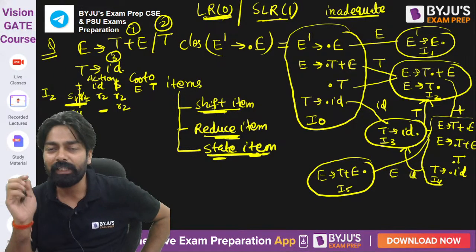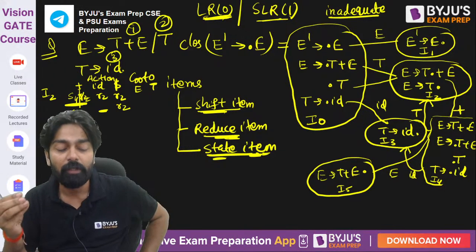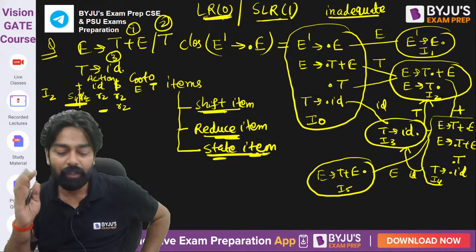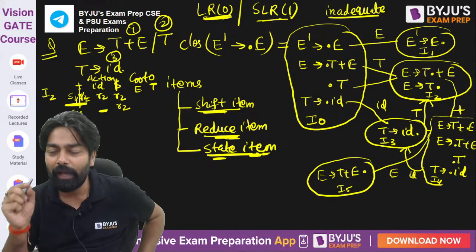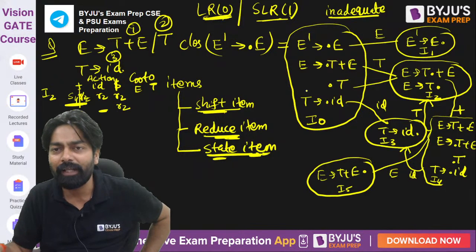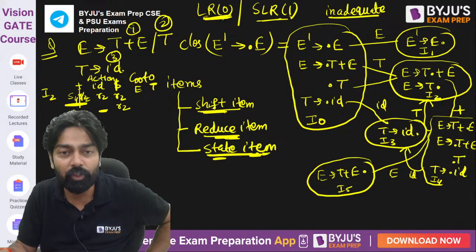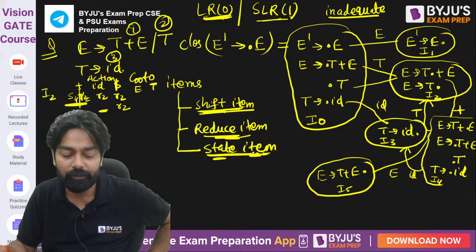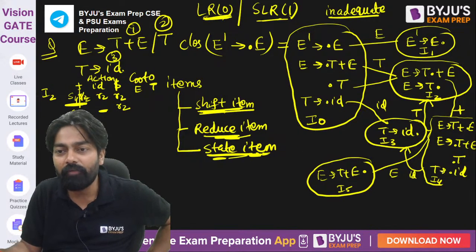I am just giving you a glimpse of how you can approach LR0 and SLR1, fine. And I will also give some points regarding this. I think this one is clear to you. So make sure you know the shift item: after the dot there is a terminal. A reduce item means the dot is at the rightmost place of the right-hand side. A state item means after the dot a variable is there.